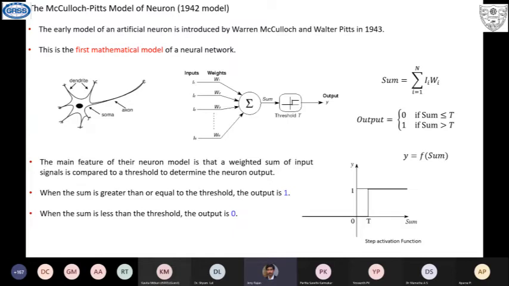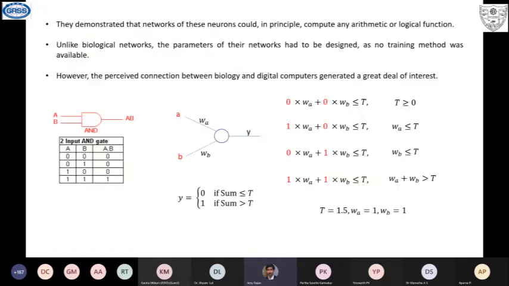Even though the model is very simple, you can use this model to do simple arithmetic and logical operations. You can even create logic gates using this model. Here we will see how to design a logic gate using the model developed by McCulloch and Pitts. I assume you all know how these logic gates work.